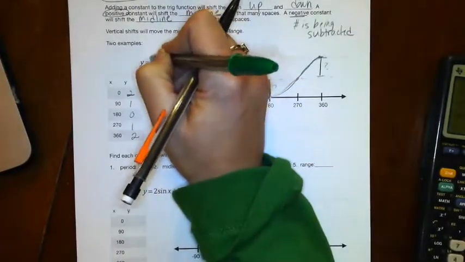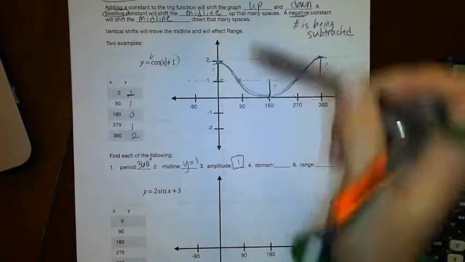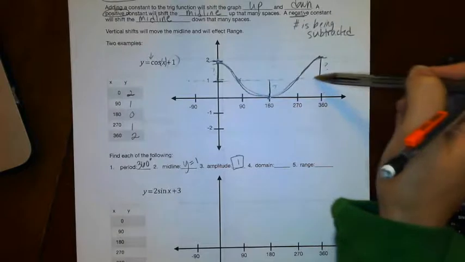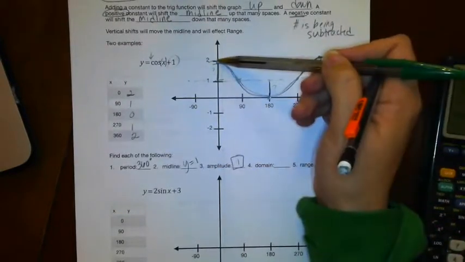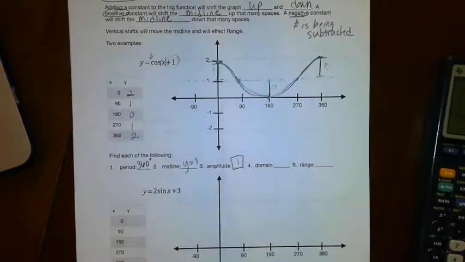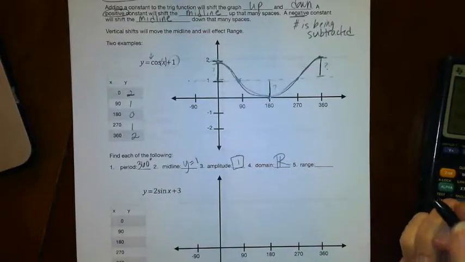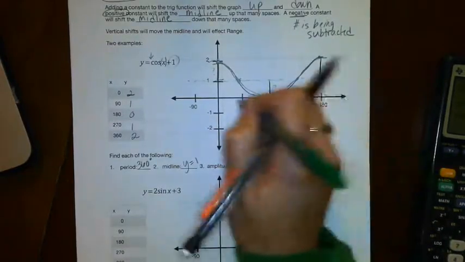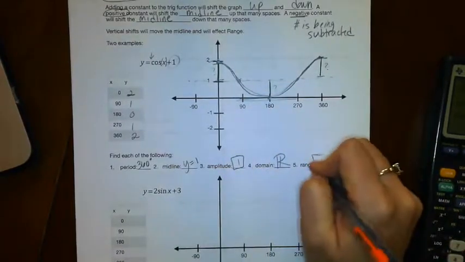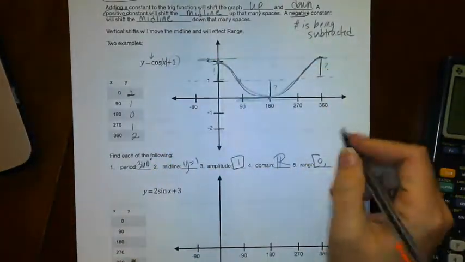There's no number multiplied out in front, so the amplitude is still 1. It's the distance from the midline to the peak. So it doesn't matter that the peak's at 2 because the midline's at 1. So that distance is still 1. Domain never changes, all real numbers. The range has changed. My lowest value is now 0, and my highest value is now 2.